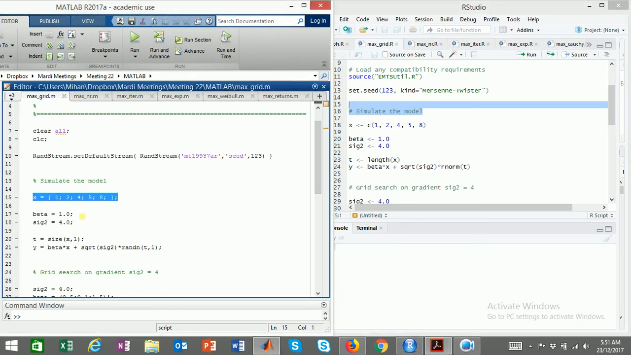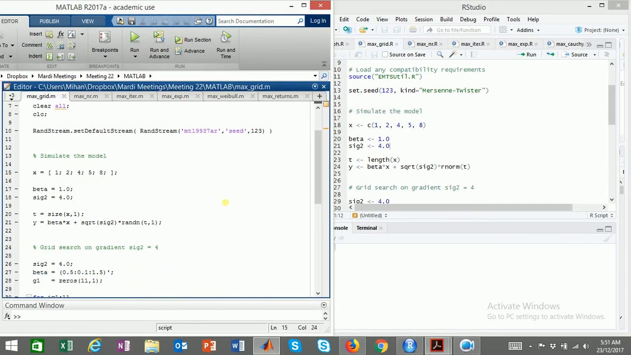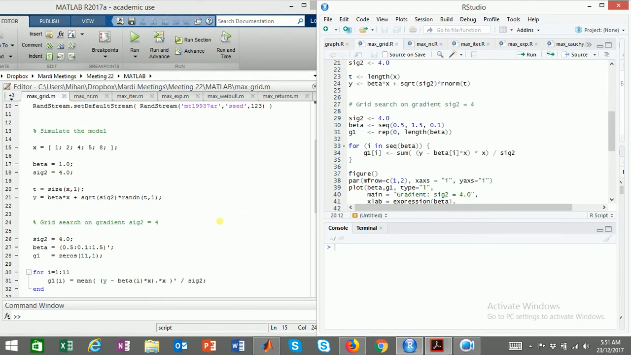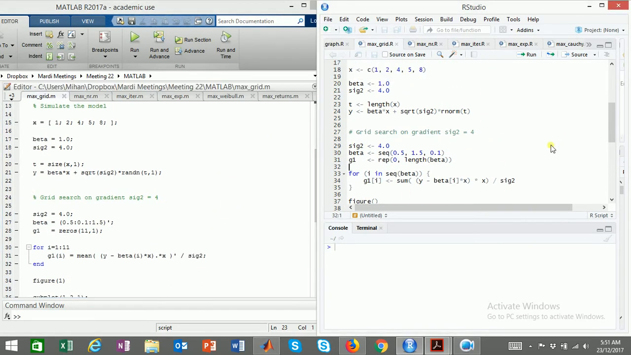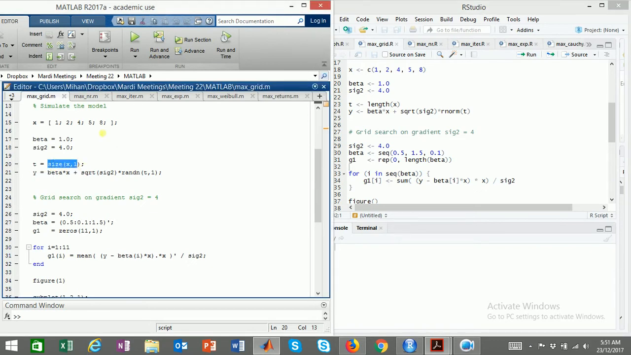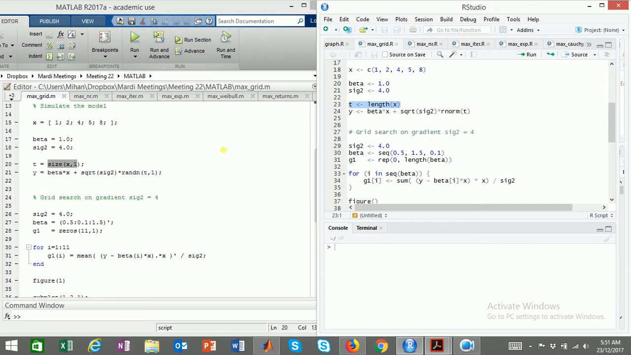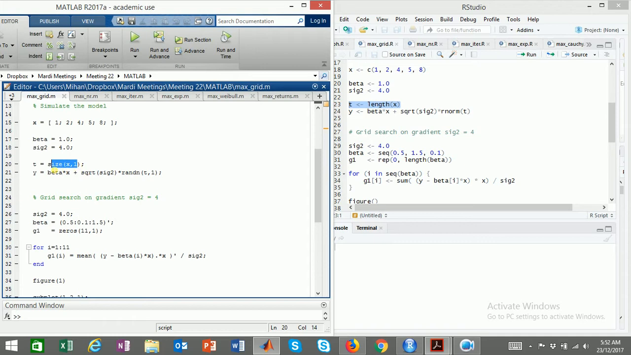Passing in the given numbers, beta naught is 1, sigma squared is 4. We already know that from the equations given in the problem. Basically T is the length of x, where it is the size of x by rows, how many x observations you have by rows. In MATLAB, whenever we pass length, it takes the highest dimension.